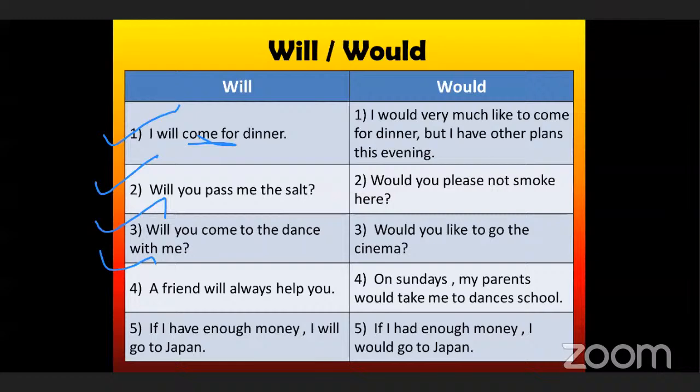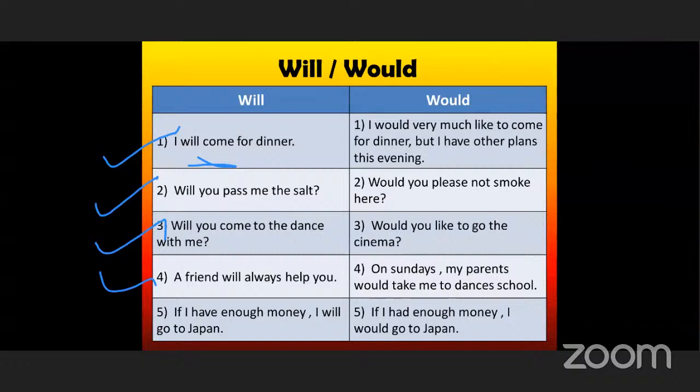Now let's see when we will use would. Would is the past form of will. First example: I would very much like to come for dinner, but I have other plans this evening. Now, where you wish something to be the case, but in the current situation it is not going to happen, use the modal auxiliary would. When you want something to do, but in the current situation it is not going to happen, use would.